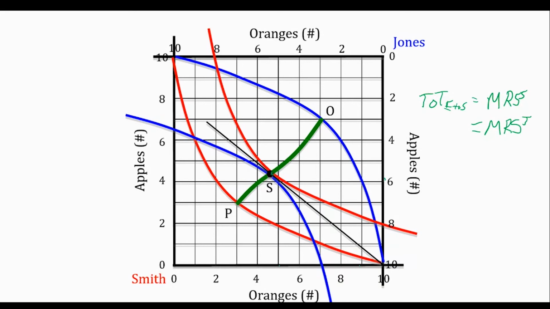Now let me give you a counterexample of a point that's Pareto optimal, but not utility maximizing. And that would be a point like O right here. Suppose they traded. The terms of trade between E and O, we could calculate explicitly. It's going to be equal to 1, 2, 3, 4, 5, 6, 7 apples divided by 3 oranges. 7 divided by 3. So that's going to be the terms of trade between E and O, and it's going to correspond to the slope of that straight line. But if we were to ask, what is the marginal rate of substitution of Smith at point O?